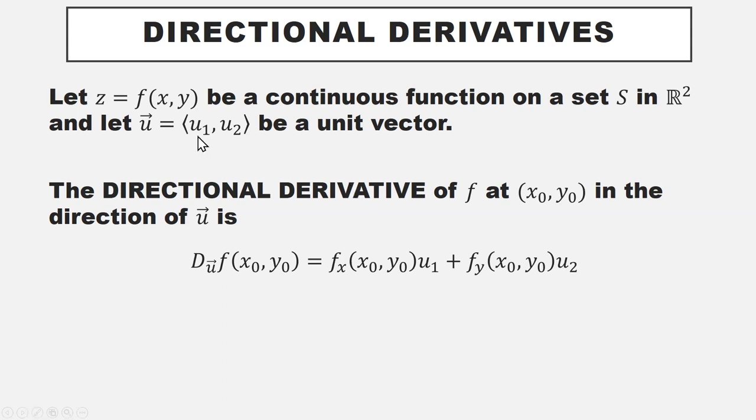The u1 is the x component of my unit vector. The u2 is the y component of my unit vector. So that's the directional derivative. And again, note what the notation is here. It's capital D with a subscript u, and then the f comes behind that. So derivative of f in the direction of u. Derivative of f in the direction of u. f sub x times u1 plus f sub y times u2.